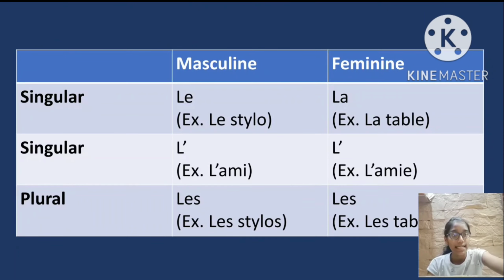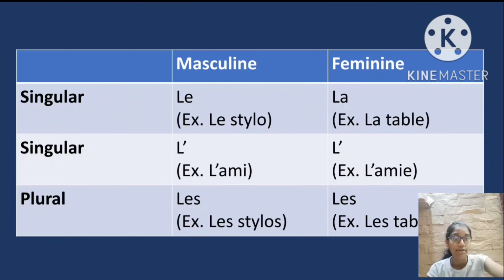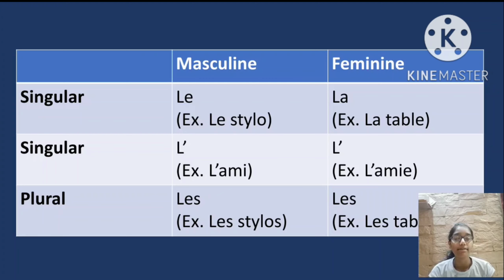Now, in English, there is only one definite article, that is the. But in French, there are 4 definite articles: le, la, l', and les. Now we'll see one by one how they are used. So the first one, le. Le is used before all singular masculine nouns.